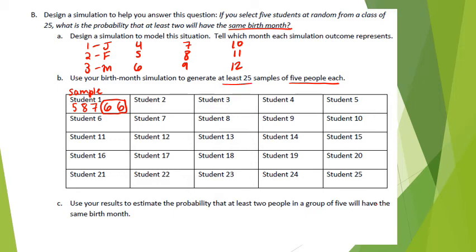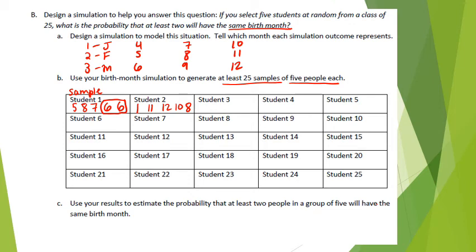Then you're going to continue out on all of your samples. Again, you want at least 25 samples, 5 numbers each. And so again, here's another example, 1, 11, 12, 10, 8. This time I didn't have any that doubled up. And so in that particular situation, I didn't have anyone with the same birth month.